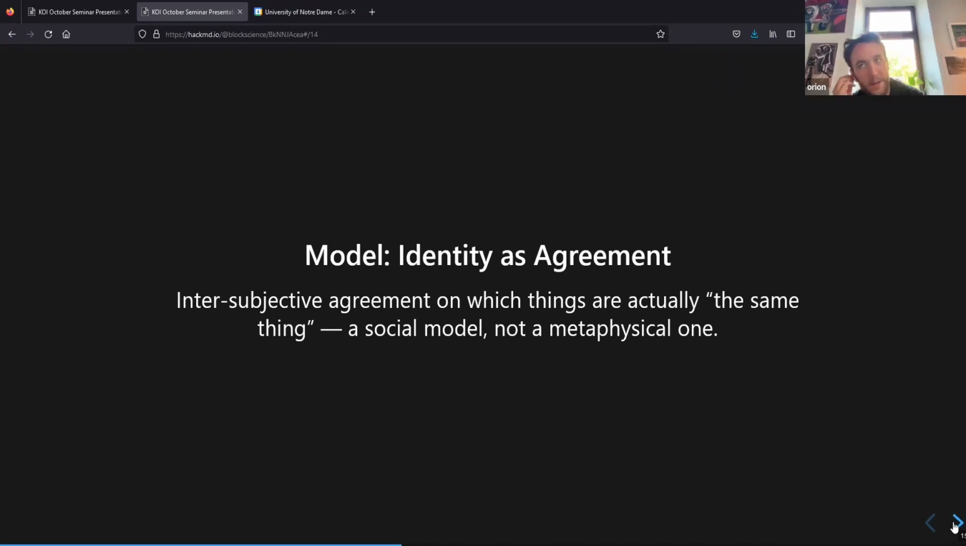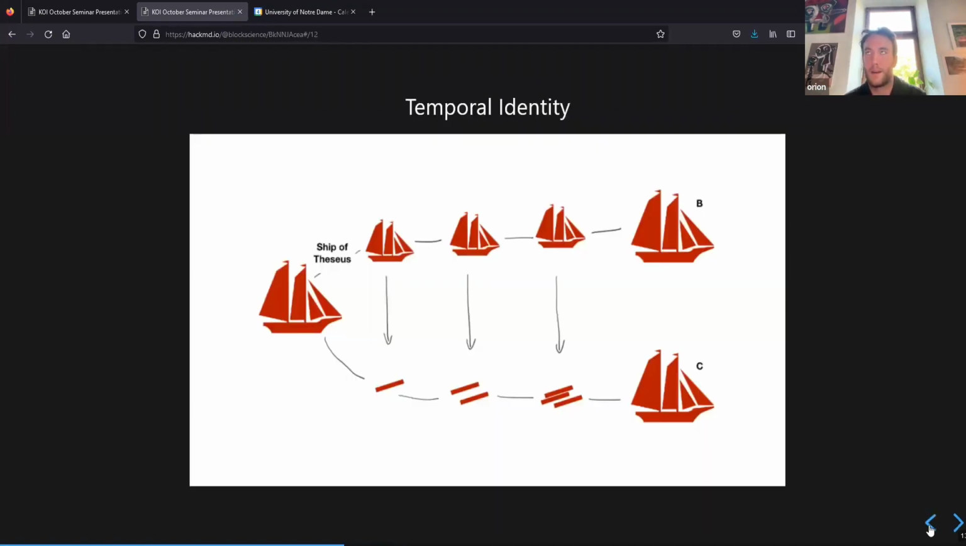And so to come back to the ship of Theseus example, we can rearticulate the paradox that it poses as really an identity question. With this identity as agreement model, what we're saying is that the people on the ship, for example, might agree among themselves that it's the same ship. But if you see a brown ship leave the dock, and a year later a ship appears that's purple with different colored sails, the people on the shore might disagree, and they might believe that it's a different ship.